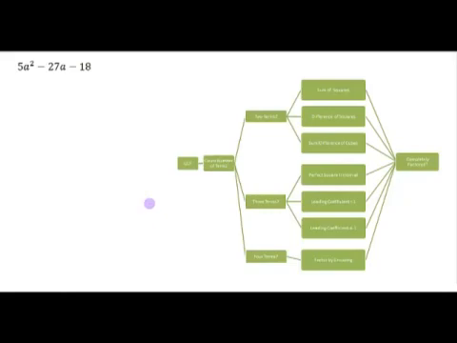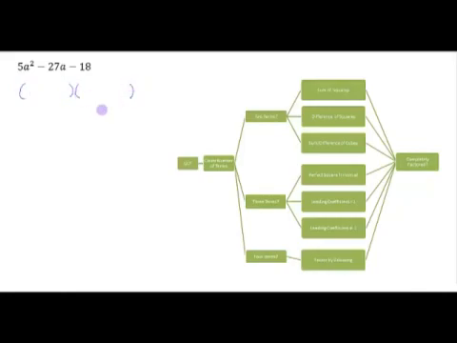5a squared minus 27a minus 18. First, let's check for a greatest common factor. We don't have one, so we count the number of terms. We have 3 terms here. So we check to see first, is it a perfect square trinomial? It's definitely not. The leading coefficient is not 1, so we're going to do a reverse FOIL method.